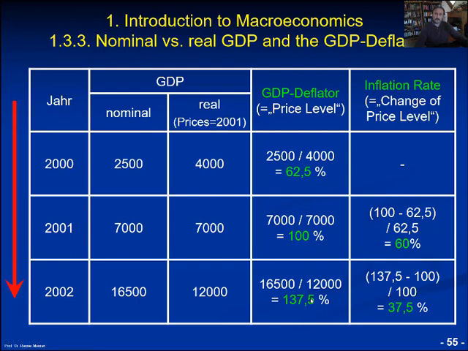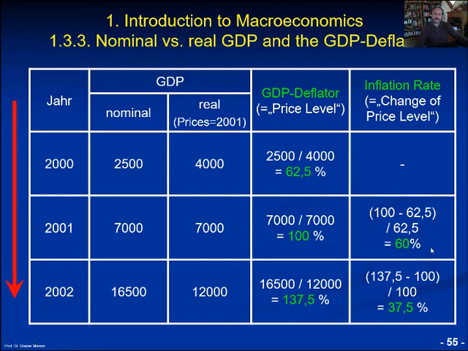The inflation rate, that's an important point, is not the price level. The inflation rate is the change of the price level. So what we have to do to calculate now the inflation rate is we have to take the formula for percentage change and apply it to the GDP deflator time series. So let's do this for the year 2001. We have to take the value of the GDP deflator in the year 2001, which is equal to 100%. So we have to take 100% minus the value of the GDP deflator in the year before, 62.5%. And then we have to divide this absolute difference over the value of the GDP deflator in the year 2000, 62.5. Then the result is a growth rate of 60%.